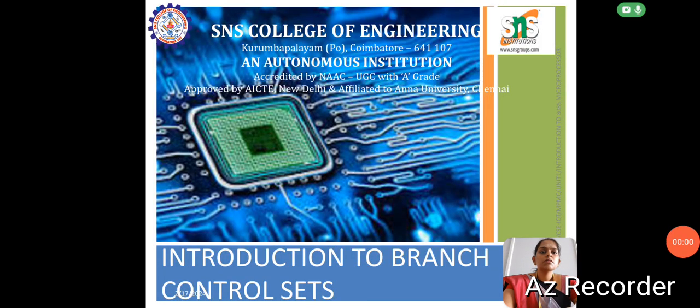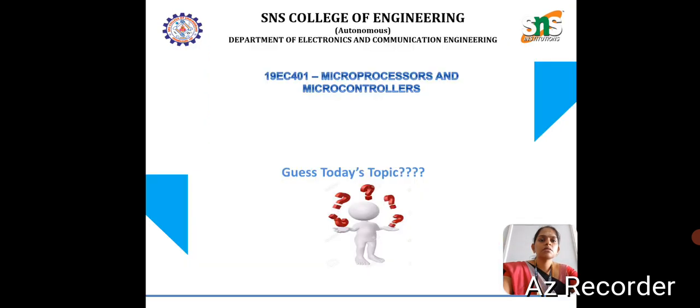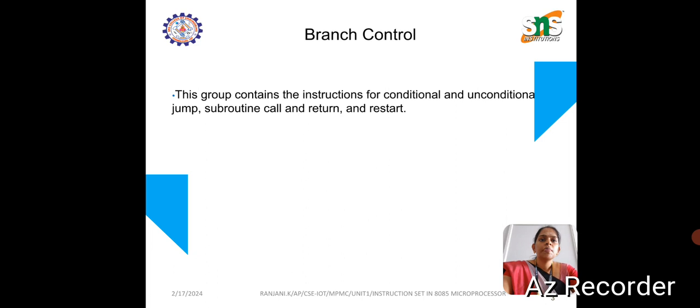Good morning, students. Today we are going to see about the branch control instruction set. In the previous class we saw about arithmetic and data transfer operations. Today we will see briefly about branch control. So what is branch control? This group contains the instructions for conditional and unconditional jumps, calls, subroutines, return and restart. This is said to be your branch control group.